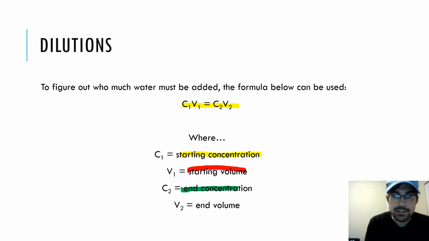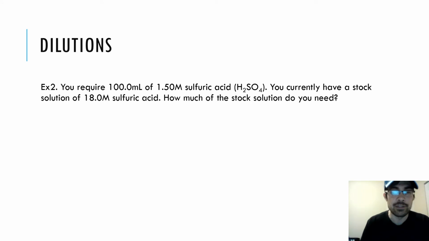C2 is the end concentration, so that's what you are ending up with, like how dilute you want it to be. And then the last thing there is the end volume, and that is the total volume that you're going to have after you add in the water. Okay, so this isn't how much water we added, this is the total volume of the stock plus the water that we added in to make it dilute.